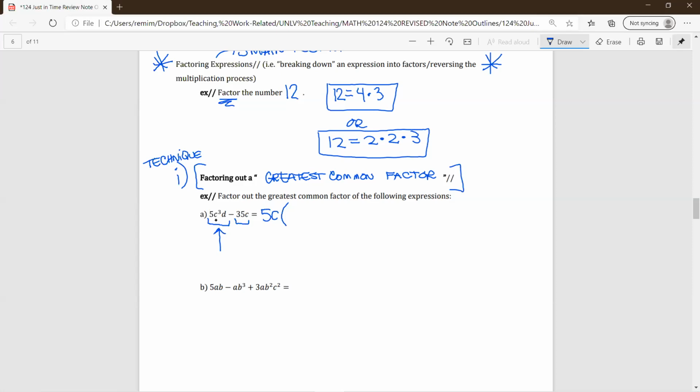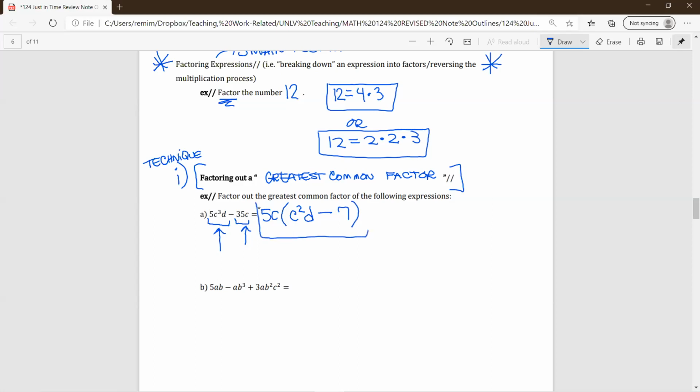Well, the 5 will be gone, and then we have c cubed, but we're taking a c out, so we should be left with c squared. And the d, we're not doing anything there, so we'll write d as well. Then we have a minus sign in between. Then we move on to the next term. If we divide 35 by 5, what will we get? We have a 7. And then we're taking the c out of that term, out to the front, so the c will be gone.